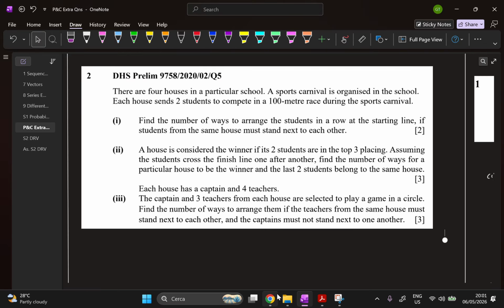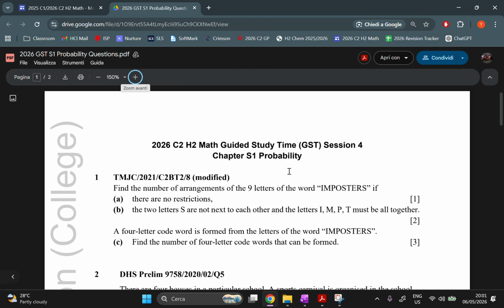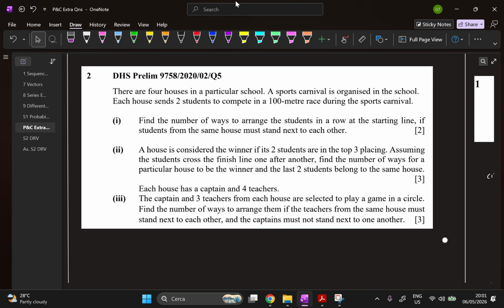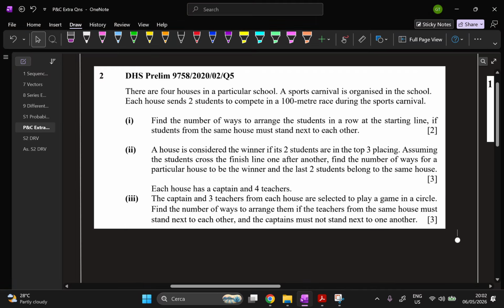So we are back to the GST worksheet here, and we're currently doing question 2. In this particular question, they say that there are 4 houses in a particular school, and each house sends 2 students. Let's interpret the question correctly. So 4 houses, each house sends 2 students, and we know that in total there are 8 students.